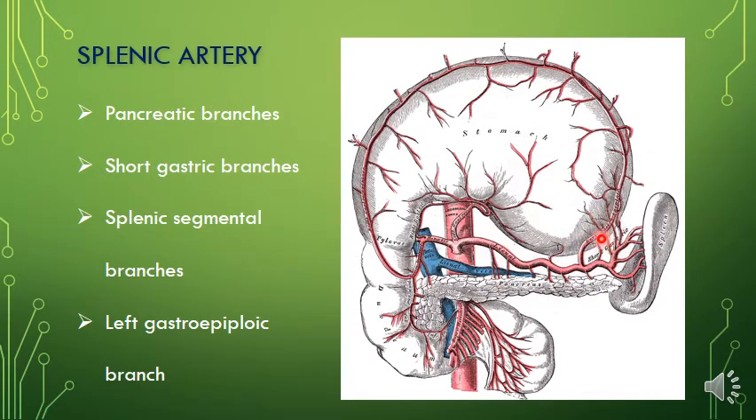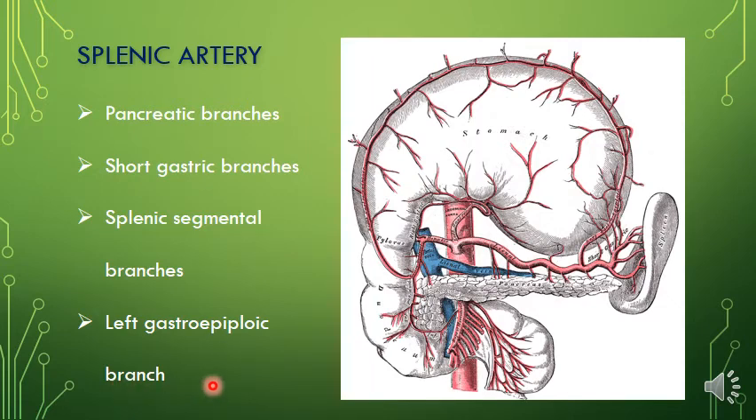These are short gastric branches, and this one is called the left gastroepiploic artery, which ends by anastomosing with the right gastroepiploic artery, right? This is the right gastroepiploic, which is a branch of the gastroduodenal, and the left gastroepiploic is a branch of the splenic artery. So these are the other branches. So what are the branches of the splenic artery? Pancreatic branches, short gastric, segmental branches to the spleen, and the left gastroepiploic branch, right?